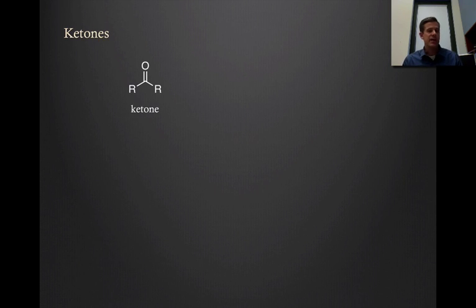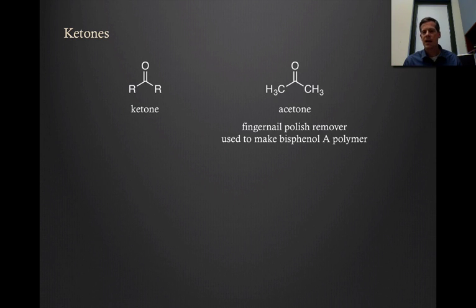Okay, so ketones. Ketones are very similar to aldehydes. In this case, rather than having one hydrogen substituent and one alkyl, in the case of ketones, they're just two alkyl substituents. The simplest possible ketone is acetone. It's probably something you've heard of. This is widely used as a solvent in chemistry, and it's also the component in most fingernail polish removers. That would just dissolve the fingernail polish.